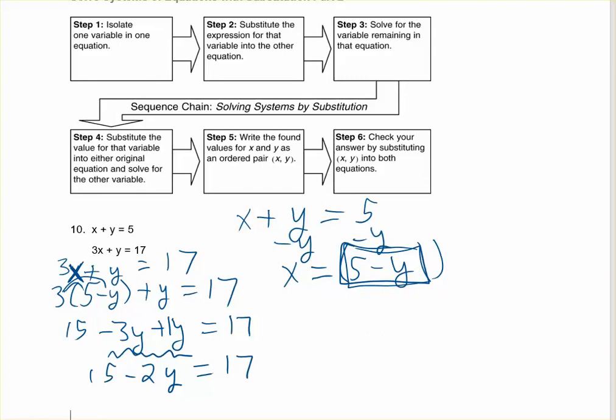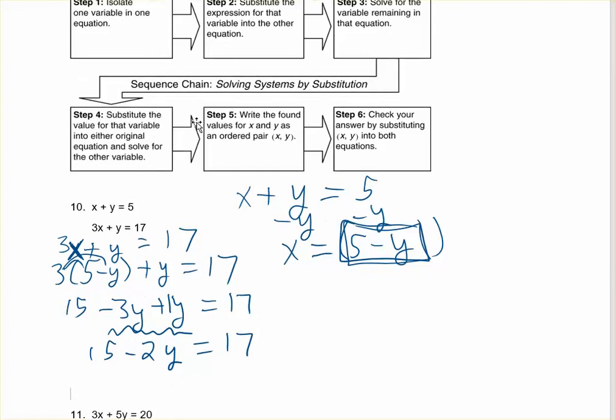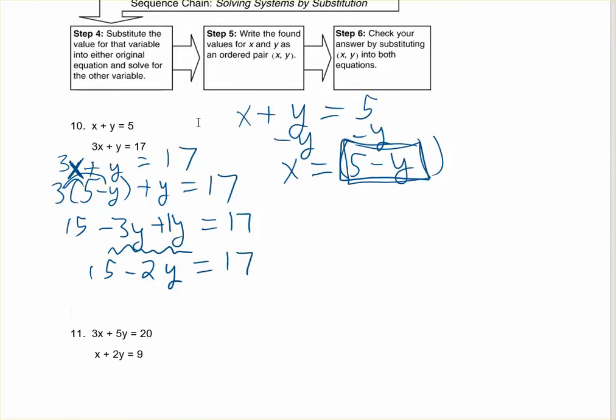I'm trying to solve for y, so my next step would be to subtract the 15 from both sides. So you'll get negative 2y equals 17 minus 15, that's 2. And then my last step is to divide both sides by negative 2 to undo the negative 2 times y, and we get y is equal to negative 1.